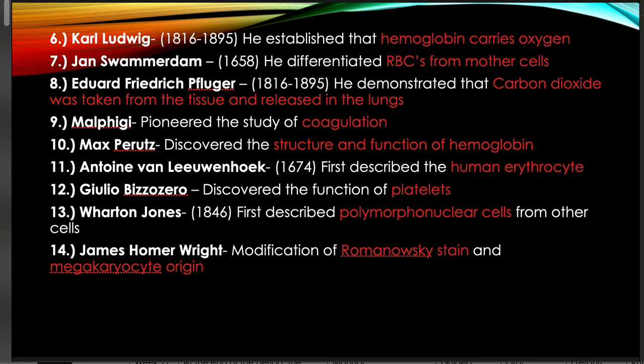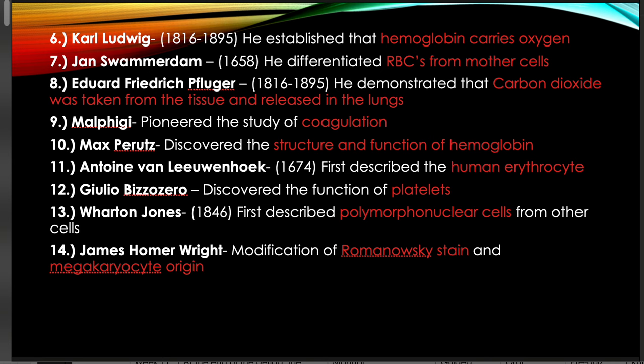Edward Friedrich Pfluger, 1816 to 1895, demonstrated that carbon dioxide was taken from the tissue and released in the lungs. Malpighi pioneered the study of coagulation. Max Perutz discovered the structure and function of your hemoglobin. Antoine van Leeuwenhoek, 1674, first described the human erythrocyte.